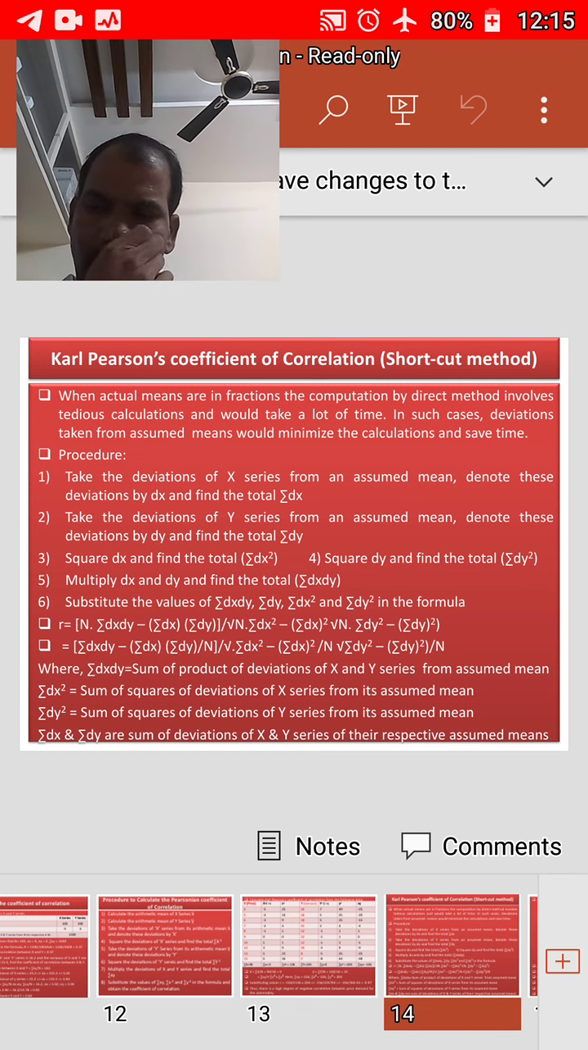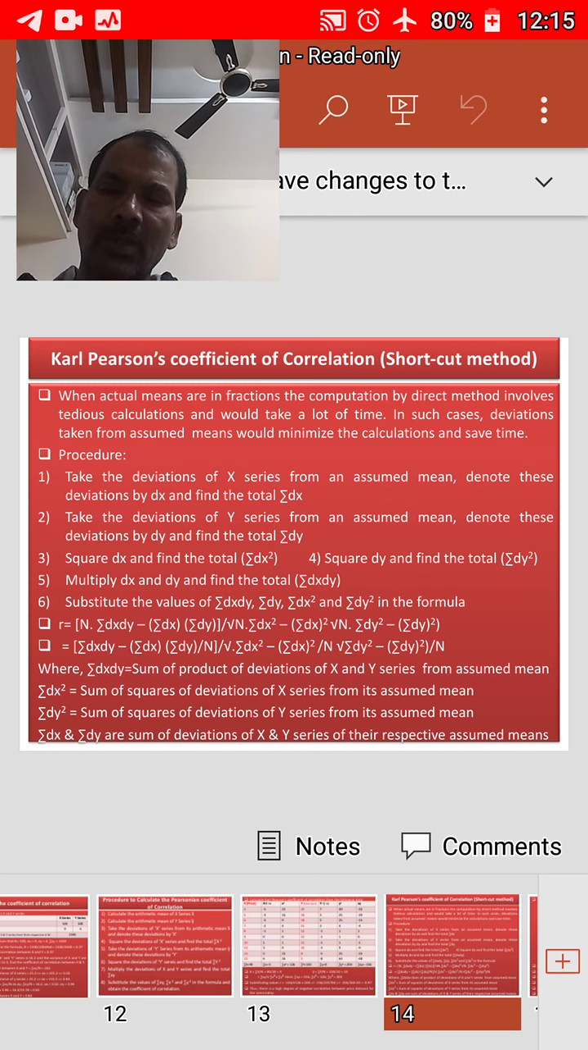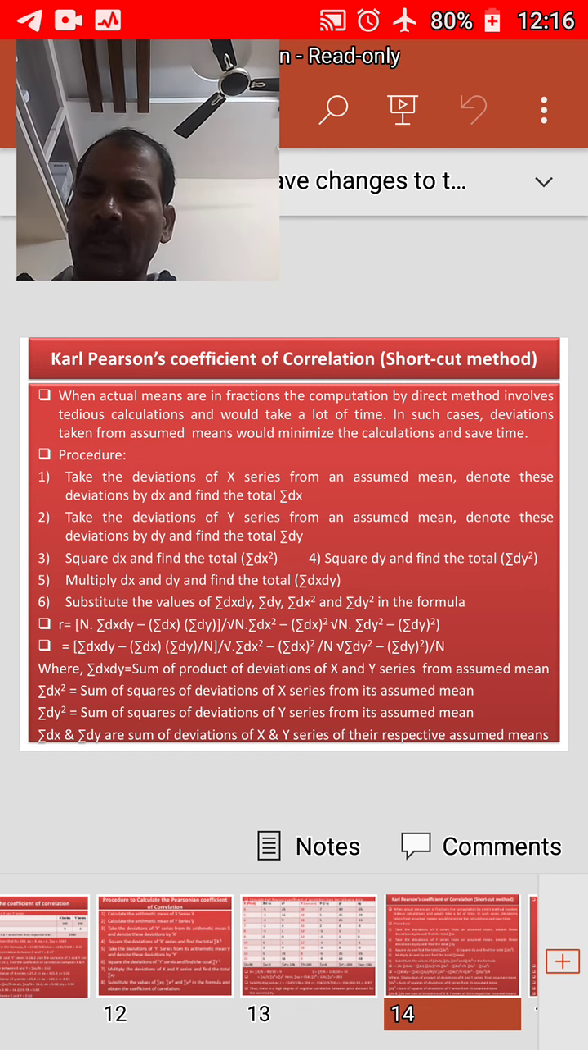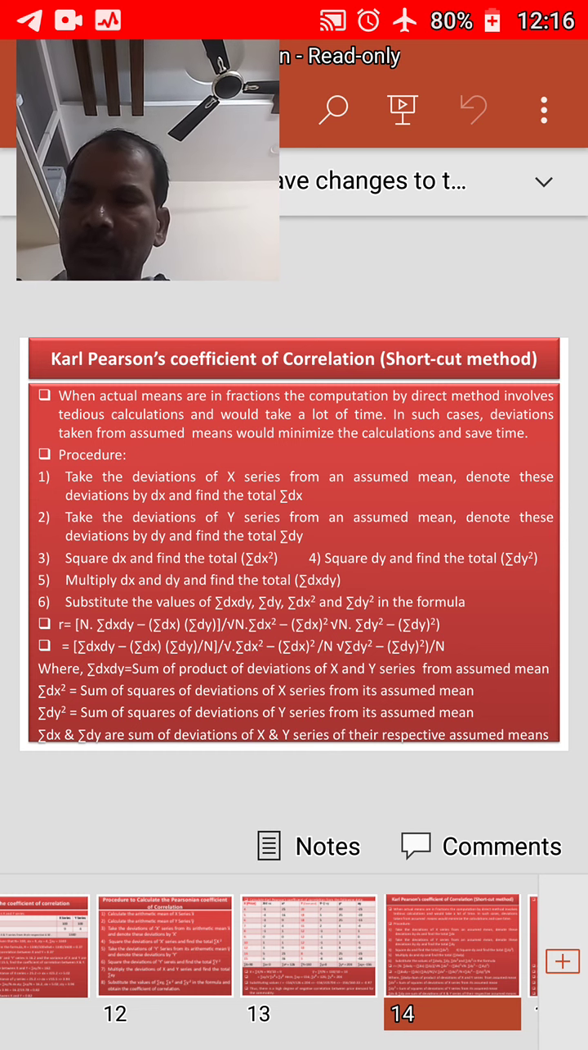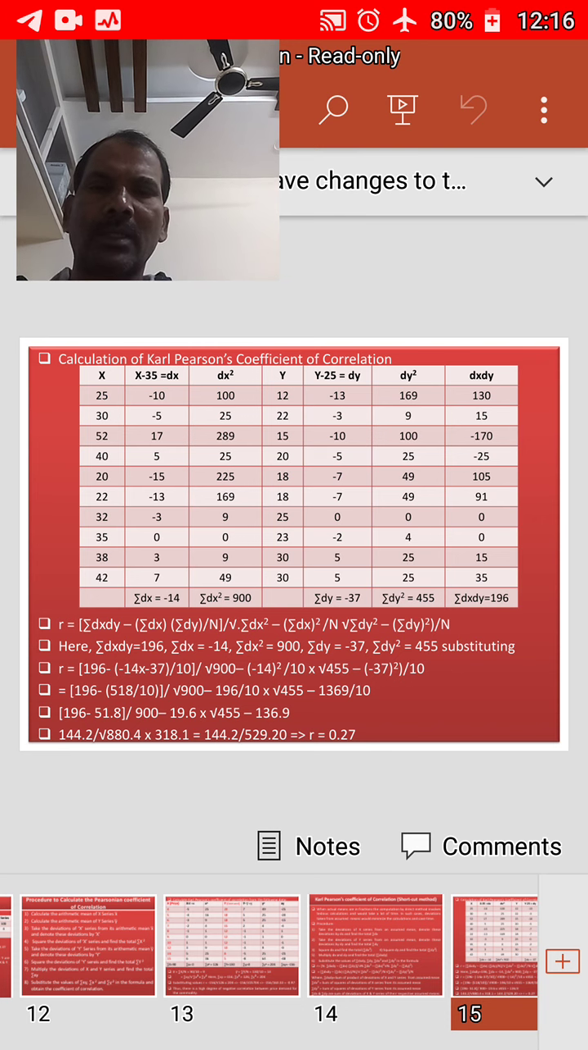This is the formula where we need to substitute, where sigma dx into dy is the sum of the products of the deviations of x and y series taken from their assumed mean, and sigma dx square is equal to the sum of the squares of deviations of x series from its assumed mean. Sigma dy square is equal to the sum of the squares of deviations of y series from its assumed mean. Sigma dx and sigma dy refer to the sum of the deviations of x and y series from their respective assumed means. Okay, now we'll consider one problem on this for better understanding.